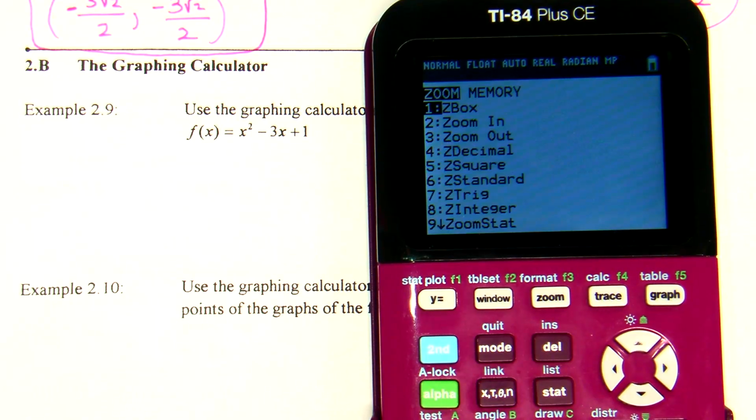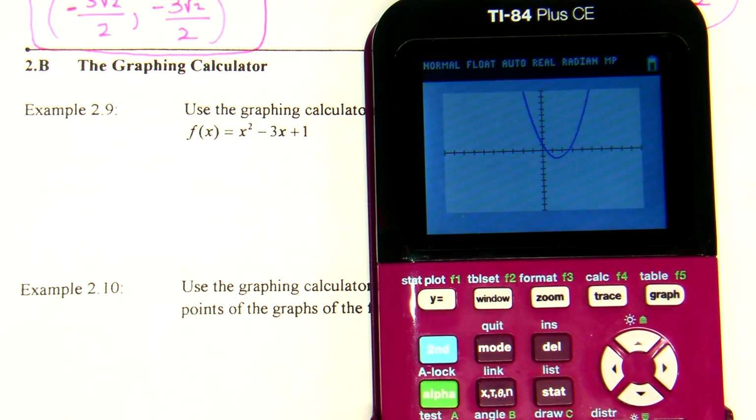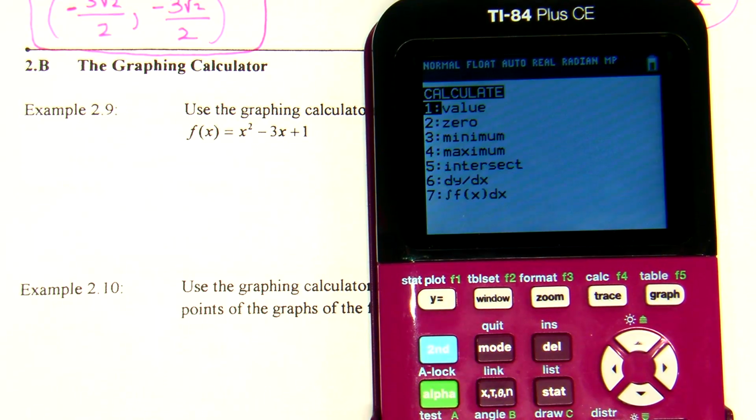Okay. Do you get to guess at those zeros? I like to go second, and then right above the trace button is calc. So second and the trace button. And number 2 is zeros, right? So you hit 0, and it asks you questions.